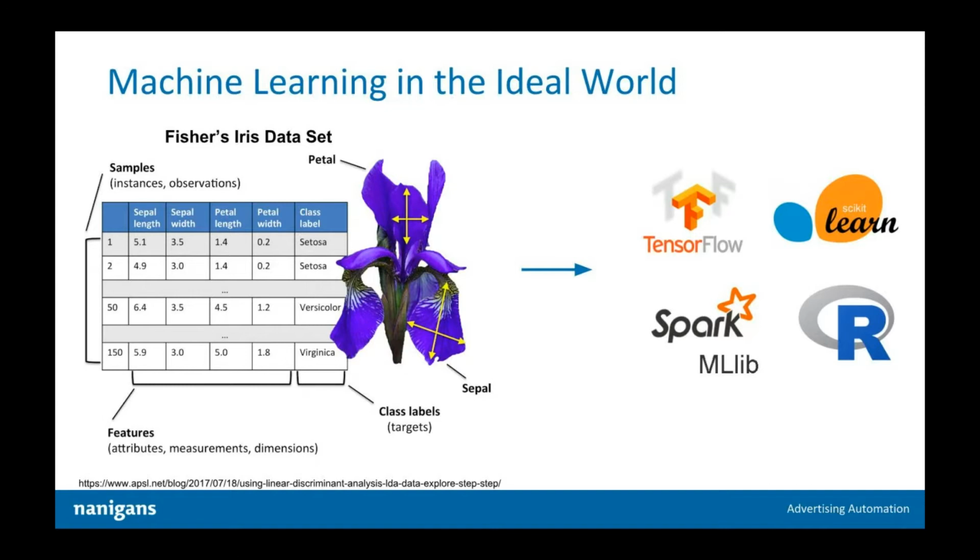Whether it's Spark or R, you can use TensorFlow for neural networks, whatever you want, and then you get some output out. And given a new observation with new measurements, you can predict what type of iris flower that is. So that's machine learning in the ideal world. In the real world, it's a little different.